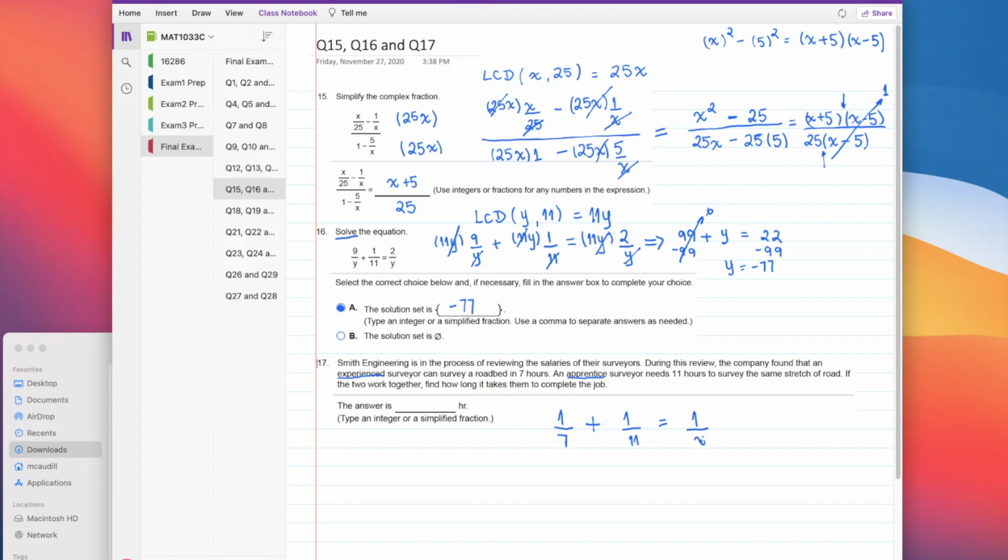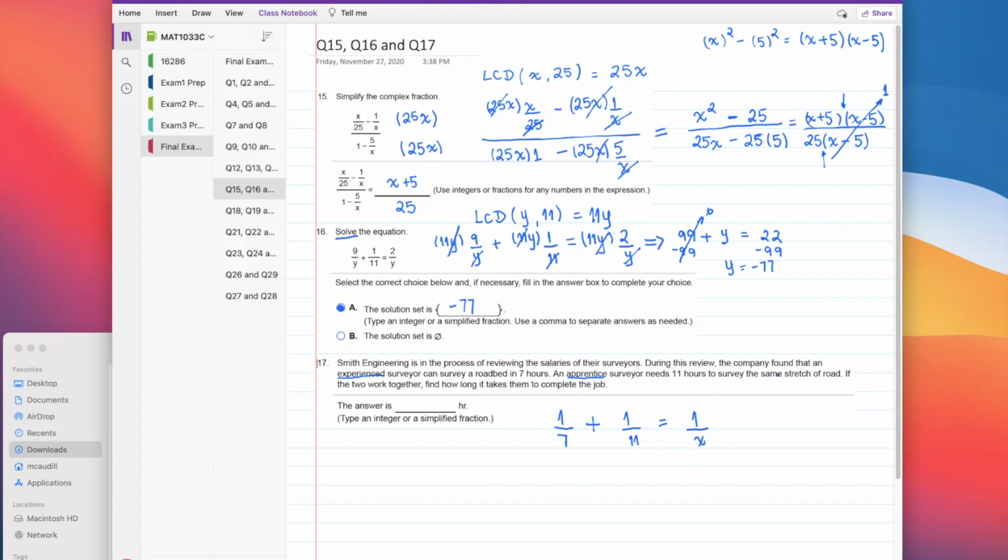So here is how long you take. The experienced is 7 hours. The apprentice is 11. If they work together, so plus the hours of the experienced plus the hours of the apprentice, how long does it take to survey that same stretch of road if they work together? The x goes on the denominator because it's the ratio. Here indicates the road bed, how many road beds, and the denominator represents the number of hours to complete that.